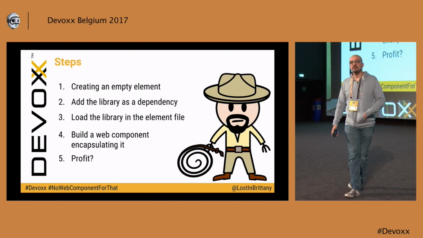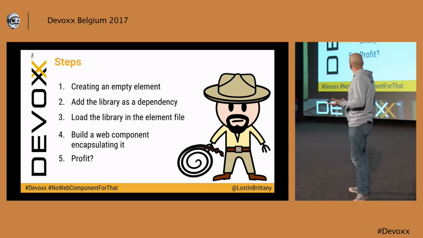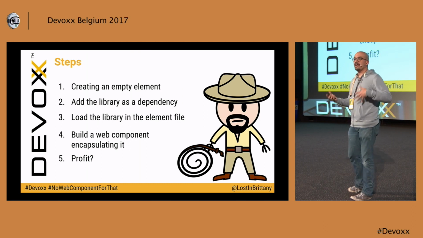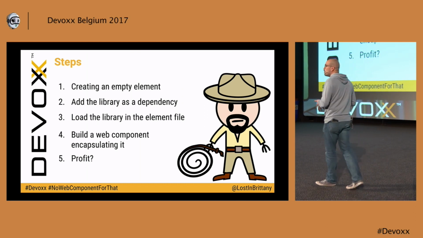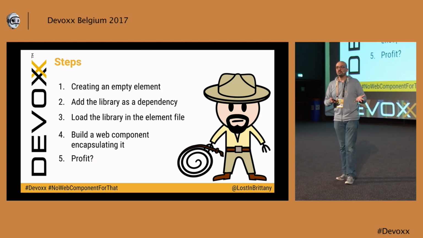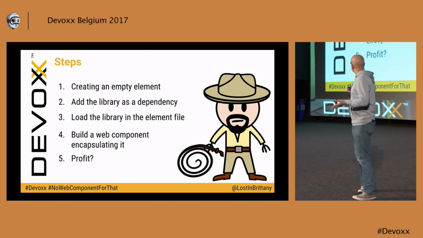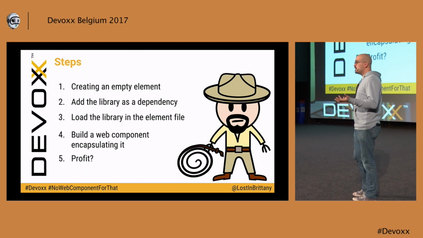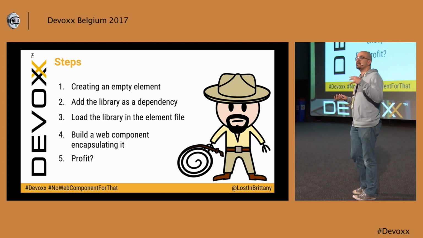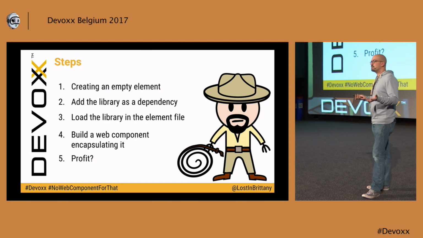And then I began with my steps, always the same steps. I begin by creating the element, then I add the library as a dependency, when working with Polymer using Bower, with other technology using NPM or anything other. And then in the element file, I load the dependency. There is a small subtlety there, I will speak about it.